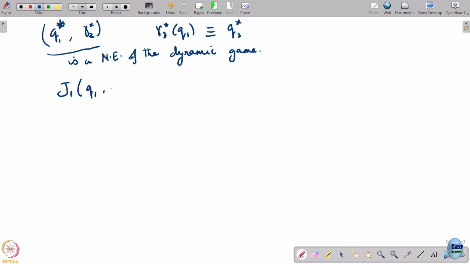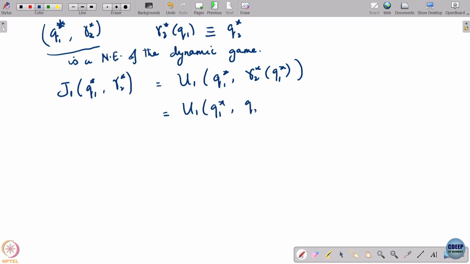So, player 1 plays Q1 star and player 2 is responding with the function gamma 2 star. Now, what is the utility that he gets here? He is going to get the utility u 1 of Q1 star comma gamma 2 star of Q1 star, right? But what is gamma 2 star of Q1 star? Gamma 2 star is a constant function. So, this is equal to u 1 of Q1 star comma Q2 star.